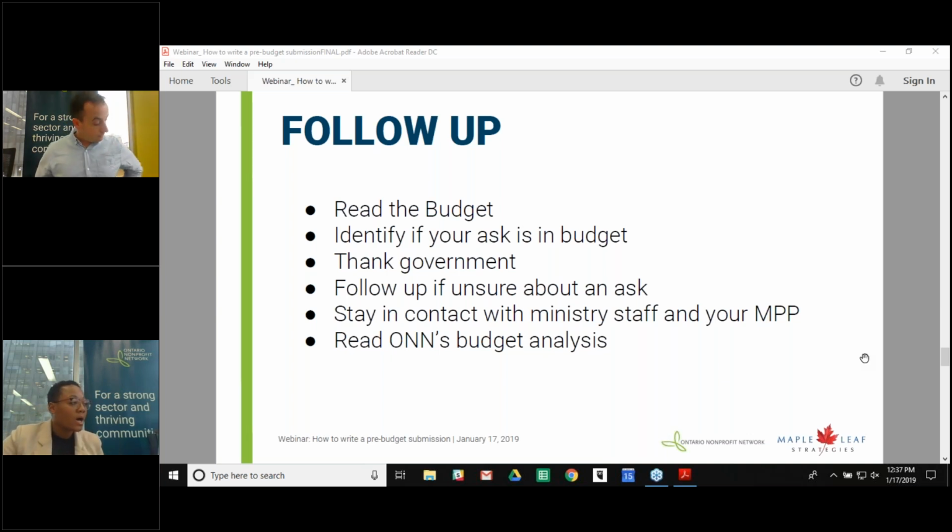So that could be following up and staying in contact with ministry staff and your MPP. Also follow up if you're unsure about an ask. If something in the budget comes up and you're curious about it, it's not clearly articulated to you what that means, ask what it means. Find out what it means so you have a clear understanding and you're able to communicate that back to your organization and the stakeholders that you provide support to, as well as just for further understanding of how you're going to move with the government going forward on maybe a particular issue. Also read ONN's budget analysis. We do one every year, so take some time to read through that.